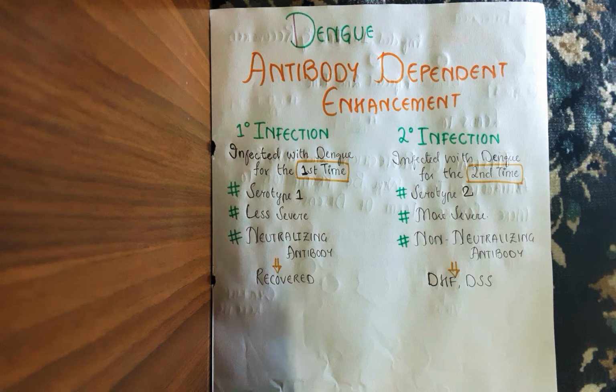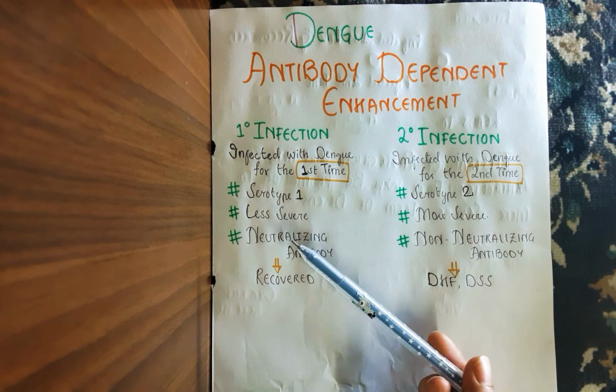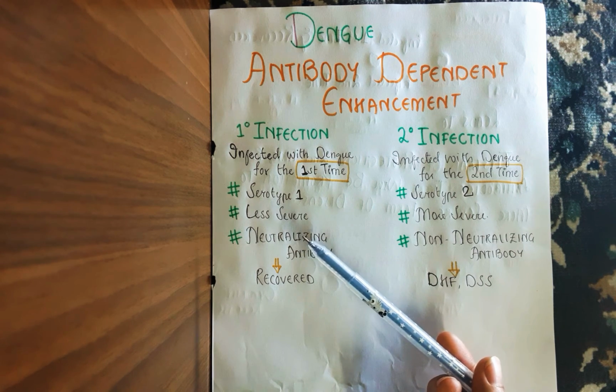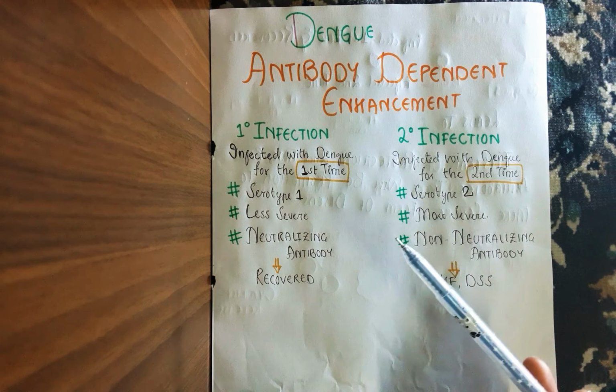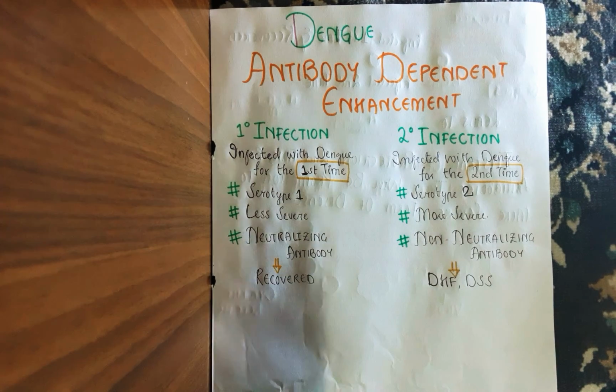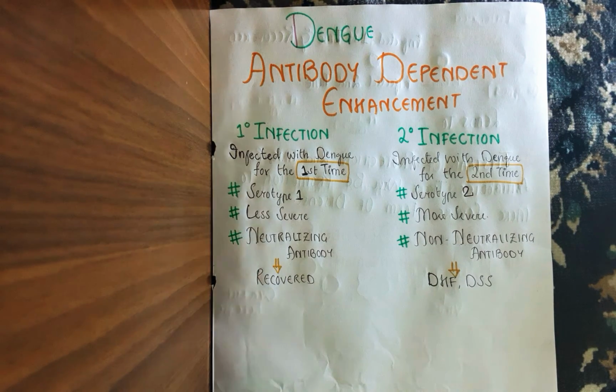And compared to each other, serotype 2 is more dangerous than serotype 1. Serotype 1 causes a less severe disease compared to serotype 2, which causes more severe disease. Less severe because during primary infection there is formation of neutralizing antibodies. These neutralizing antibodies will neutralize or degrade the antigen, that is the virus, and the person recovers.